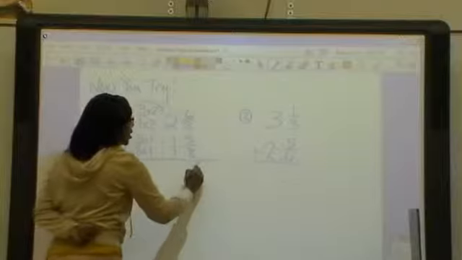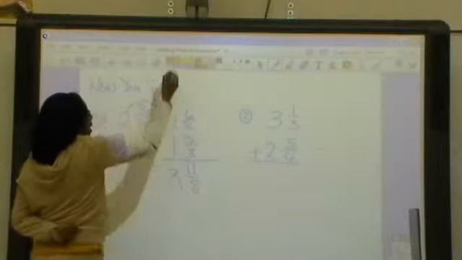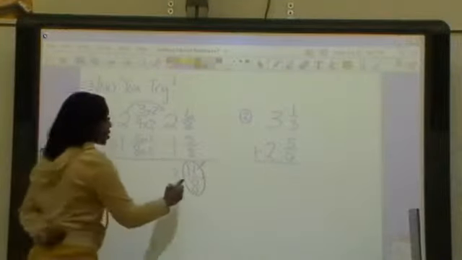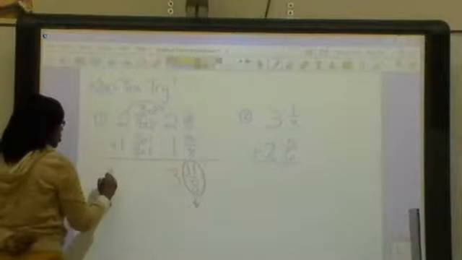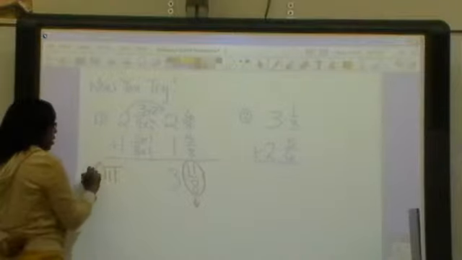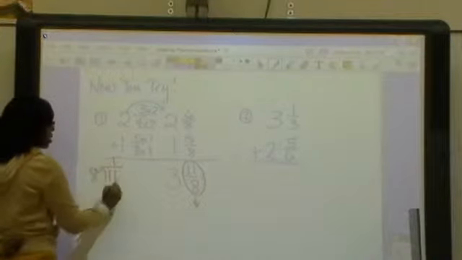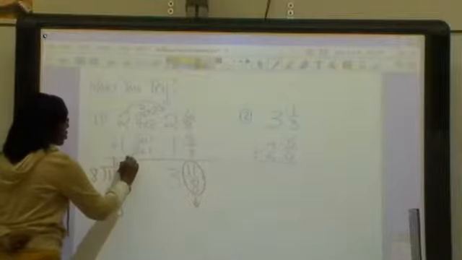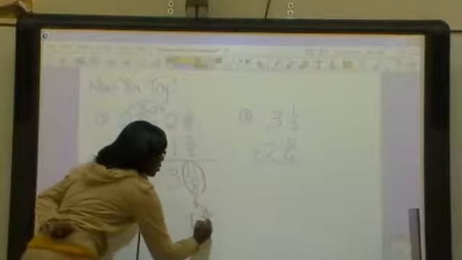I add these and it gives me 11/8, and 2 plus 1 is 3. My answer is an improper fraction, and I don't want to leave it that way. So I'm going to change this to a mixed number. In order for me to do that, I put the numerator inside the house. I put the denominator outside the house. 8 goes into 11 one time. 1 times 8 is 8. Subtract and you get 3. So I have a remainder of 3, and I put it over 8. So this equals 1 3/8.